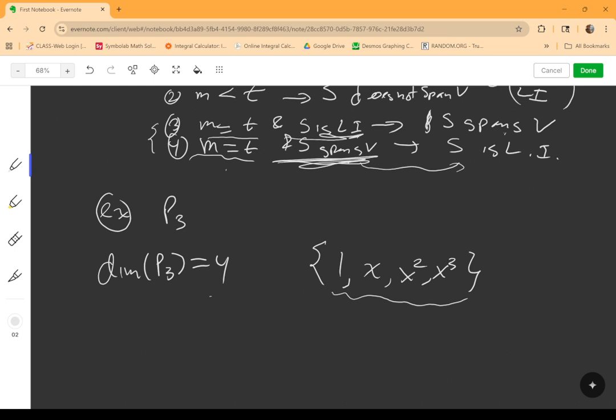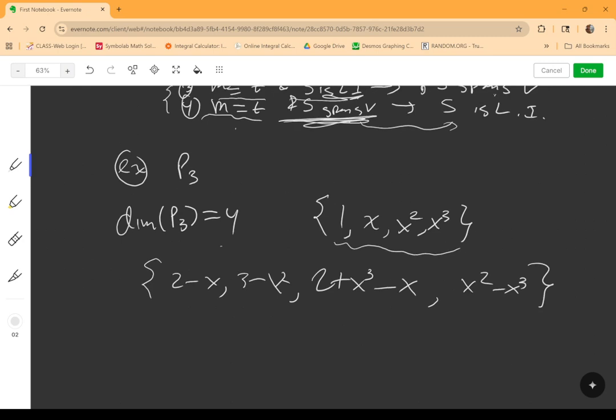All right, so any other set? Let's say I had a set that was 2 minus x, 3 minus x squared, 2 plus x cubed minus x here. And let's see, how about x squared minus x cubed. So if you have a set like this, you can determine, okay, well, there's 4 vectors in here, so the size is just right. The only thing to check would be linear independence.